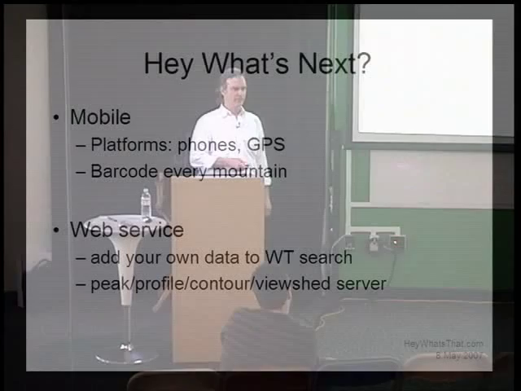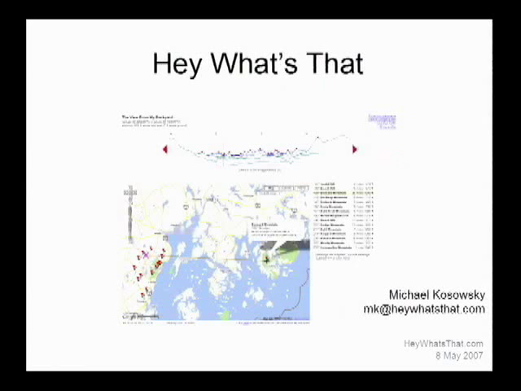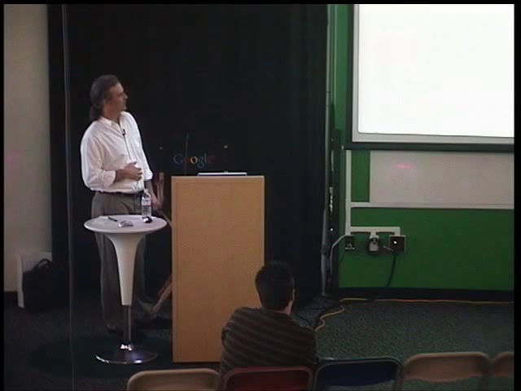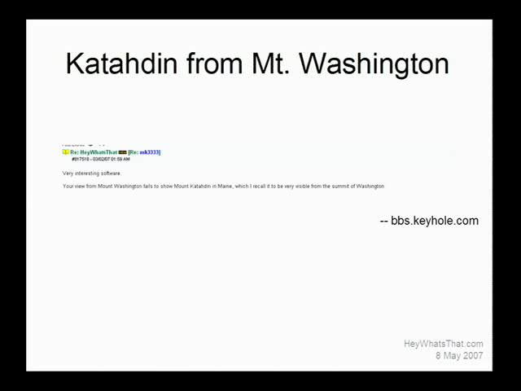Looking at this, it's just my personal orientation, but were you ever tempted to make an image panorama to accompany this diagram? Interesting question. I actually spoke to a gentleman. How much time do I have? Yeah, let me tell this story, because this is a pretty good one. One of the first posts in response to my initial post was this: your view from Mount Washington fails to show Mount Katahdin, which I recall to be very visible from the summit of Washington. So my first response, I hem and haw about refraction. You know, it might have more effect than I think.